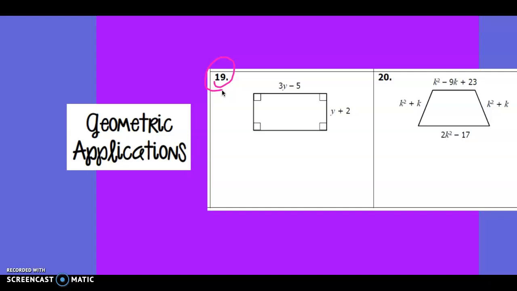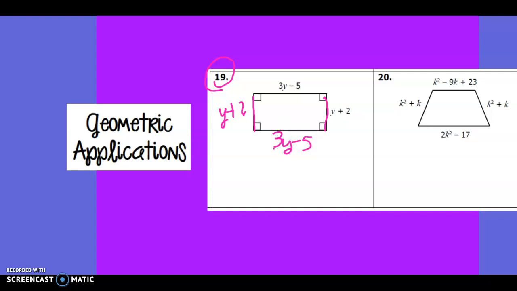Think about, what do we know about the sides in a rectangle? If you said that the opposite sides have the same length, they're exactly the same, then you're right. So if this side here is y plus 2, this side over here is also y plus 2. And that the top is 3y minus 5, the bottom is 3y minus 5.